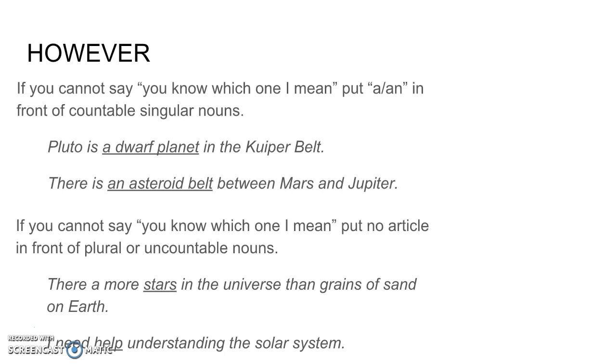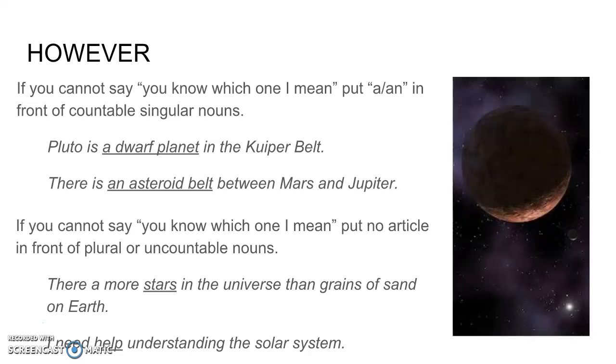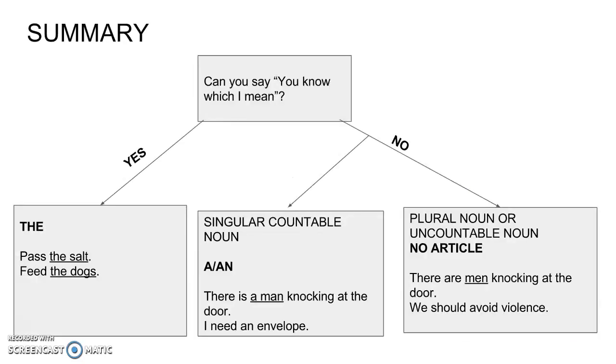However, it's not plural help. There's only 1 kind of help being asked for. But you cannot count help. Help is an abstract idea, and for that reason, it's an uncountable noun, a singular uncountable noun, and therefore we use no article. And there is a picture of the solar system, or a part of it anyway.